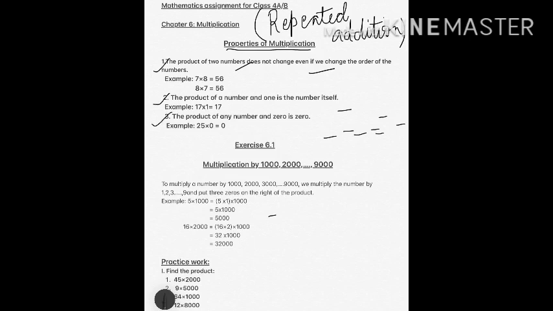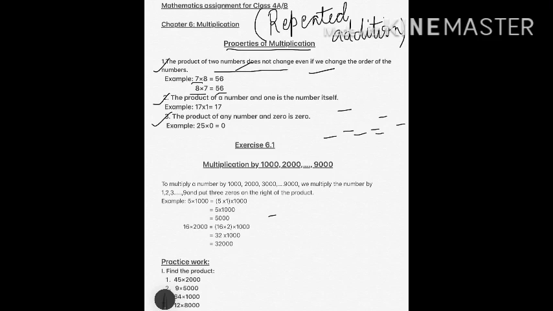First is that the product of 2 numbers does not change even if we change the order of the numbers. For example, 7 multiplied by 8 is equal to 56. If I do the reverse of this, 8 multiplied by 7, then also the answer will remain the same. That is, the order does not change the answer.